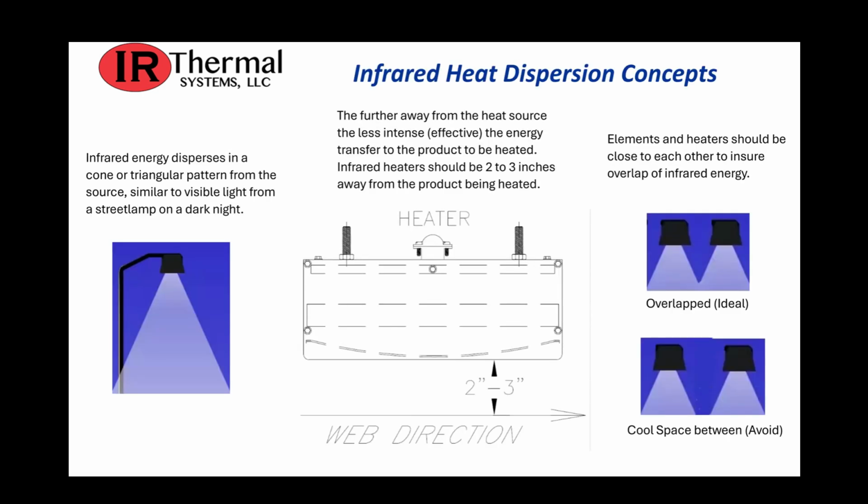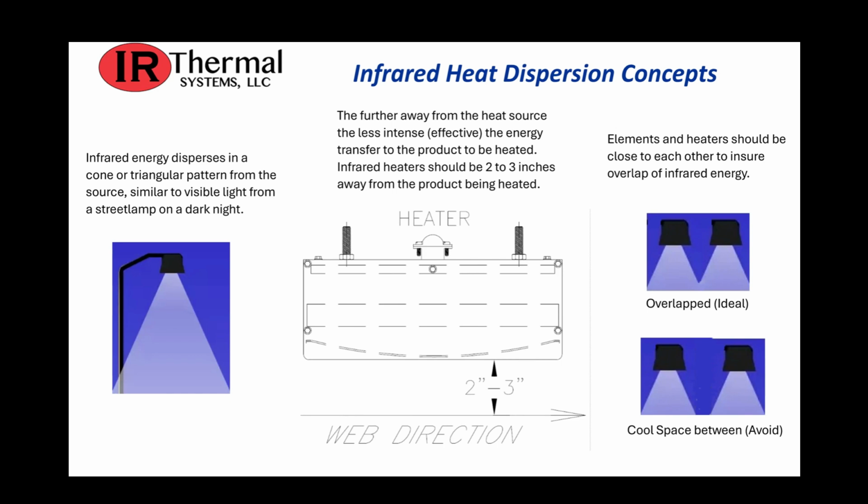So let's talk a little bit about infrared heat dispersion concepts. So we'll start at the left there. Infrared energy disperses in a cone or triangular pattern from the source, similar to visible light from a street lamp on a dark night. And the further away from the heat source, the less intense or effective the energy transfer to the product is.